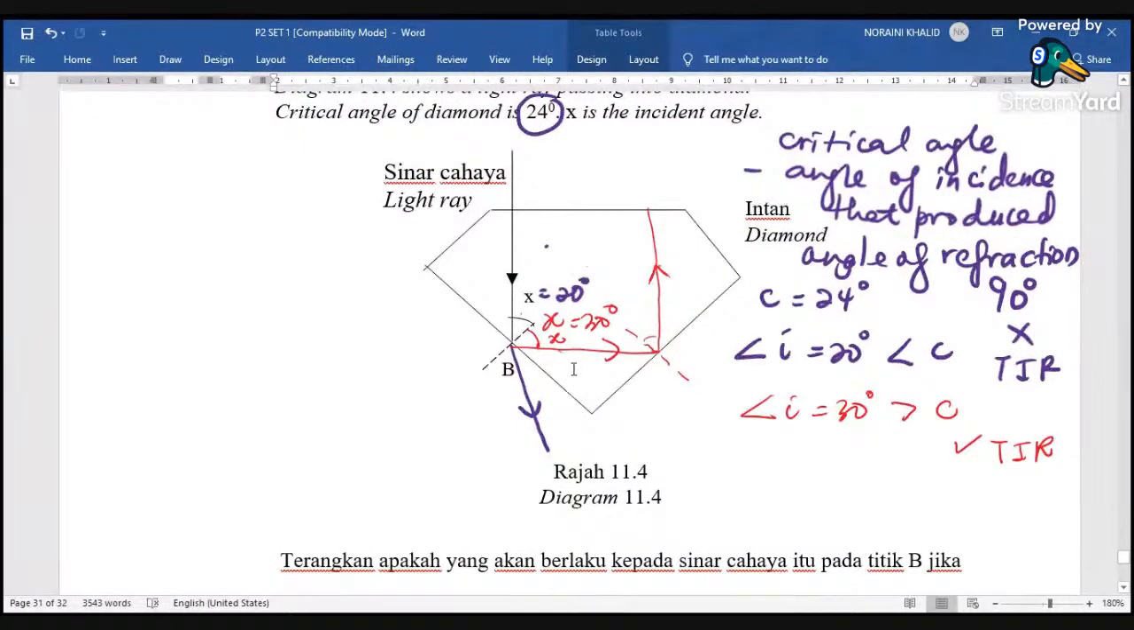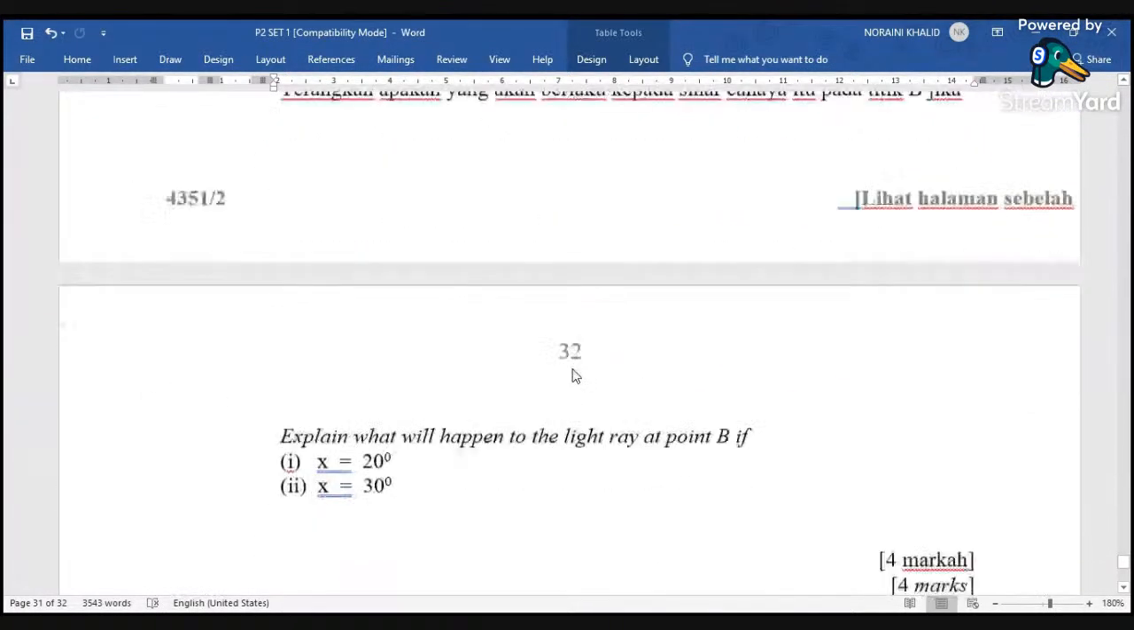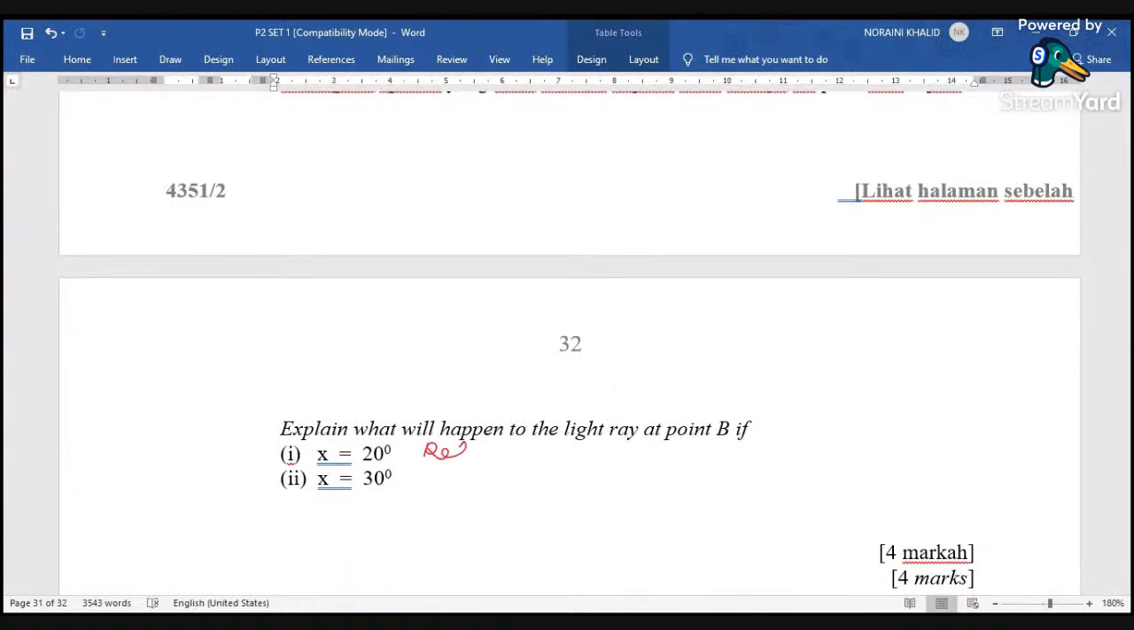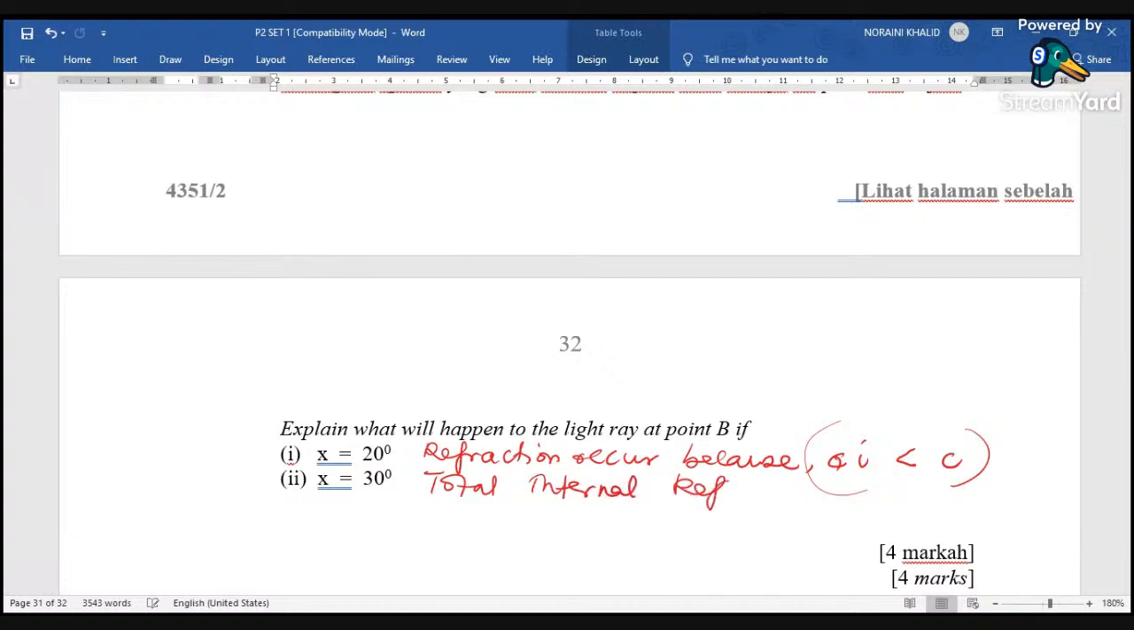Okay, so you just explain it. Refraction occurs because angle i, angle of incidence, is less than the critical angle. You must write fully, don't write simple like this. Total internal reflection occurs because angle i is more than the critical angle. Okay, so write completely, so you will get 4 marks for this question.